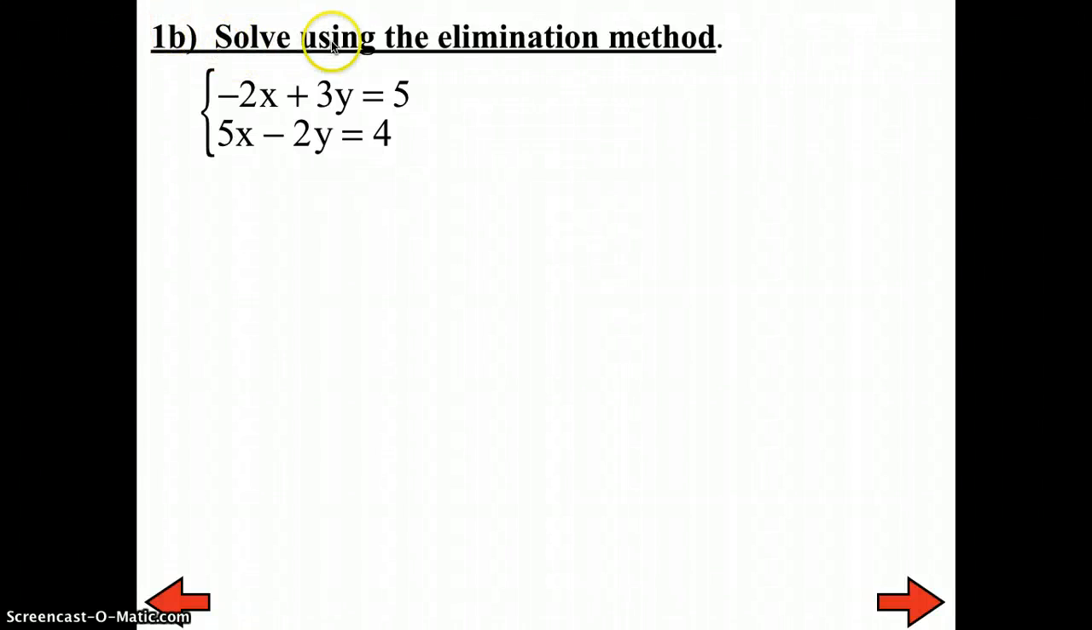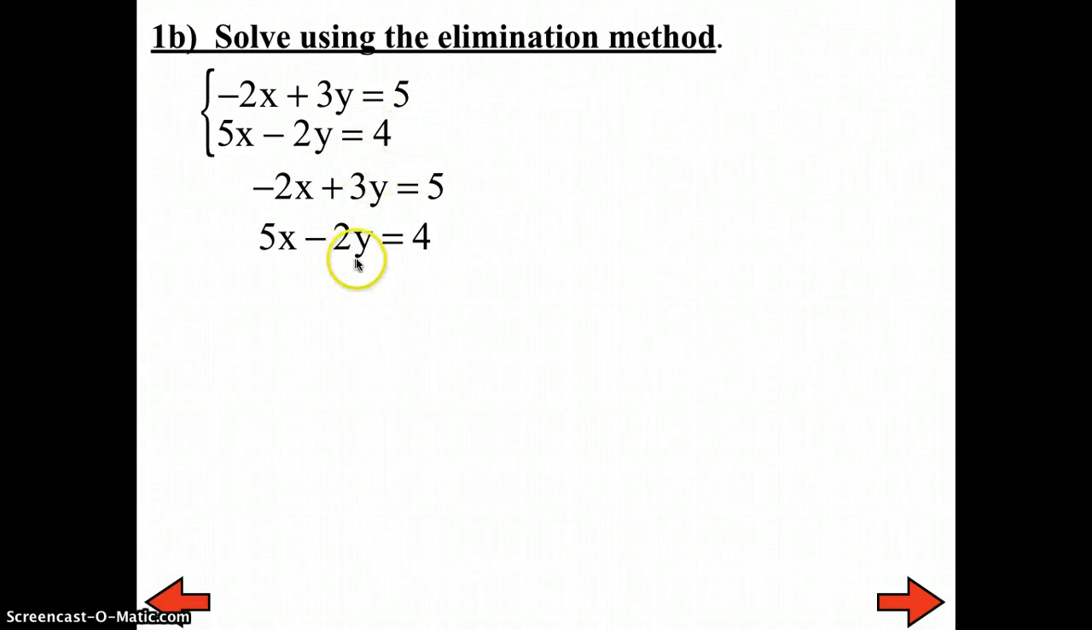So it says solve using the elimination method for the system negative 2x plus 3y equals 5 and 5x minus 2y equals 4. First of all, we're supposed to stack them underneath one another and we're going to combine. But we won't want to combine right away because we can see that none of these terms will eliminate. So we're going to have to do some manipulation.